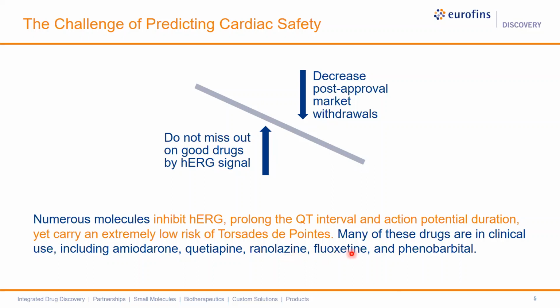Fluoxetine is Prozac, from the drug company Lilly, and it makes billions, tens of billions of dollars per year. We could have made a good drug just focusing on the hERG signal. And so that's the whole idea about the CiPA guidelines.